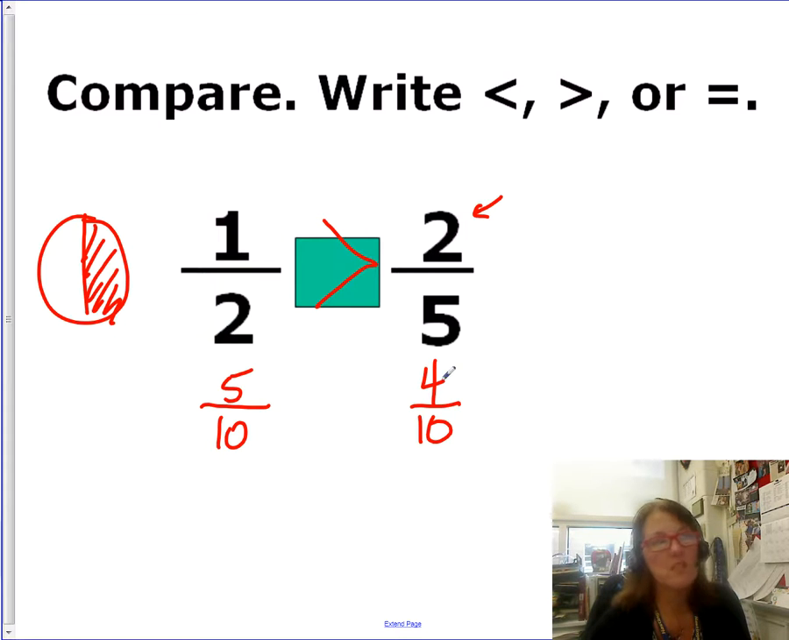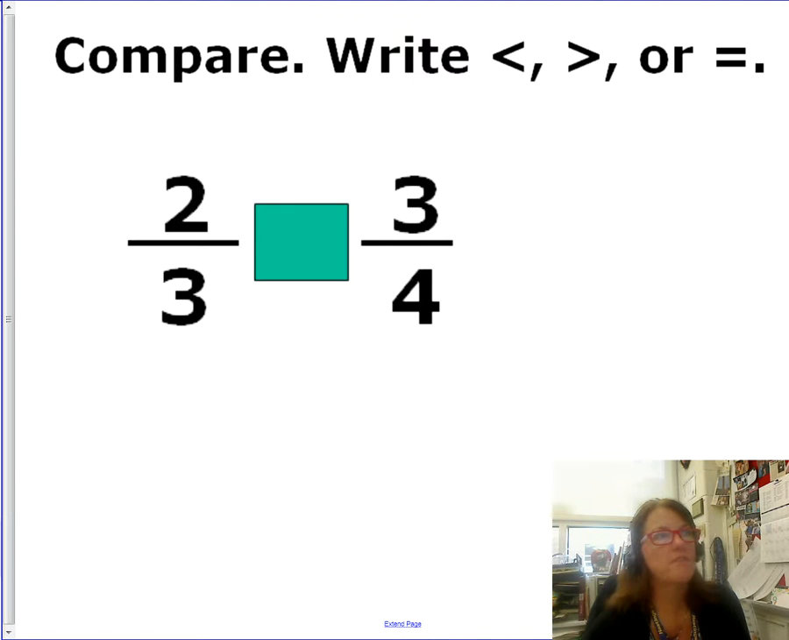This is 4/10. If you really like decimals better, this is 5/10 this way. This is 4/10 this way. Okay. But this one, 1/2 is larger. Okay. How about these guys? Do you like the decimal way better?